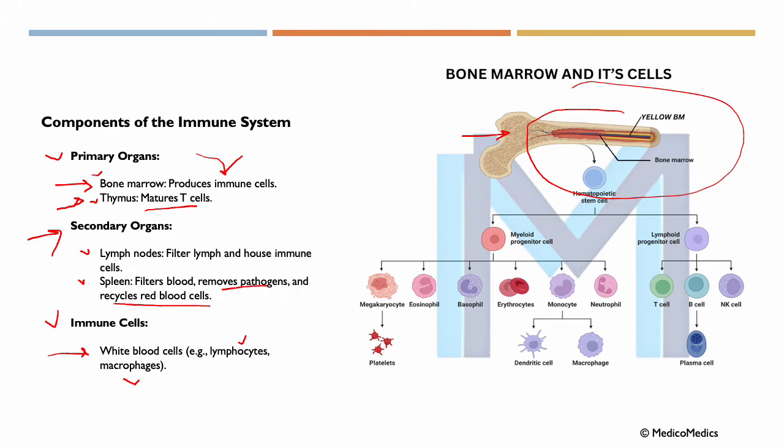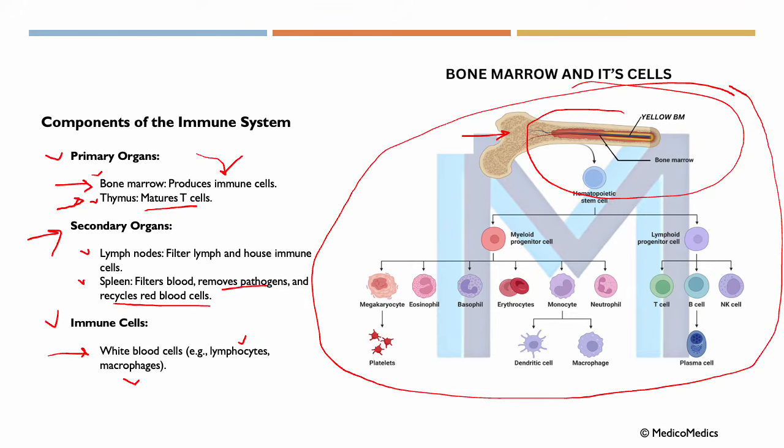Now, the lineage to arrive at these different cells, to understand it, you need to have this comprehensive idea of how blood cells or white blood cells evolve, where they come from. So it all starts with the hematopoietic stem cell, right? That then becomes two different lineages. We have the myeloid progenitor cell and the lymphoid progenitor cell.